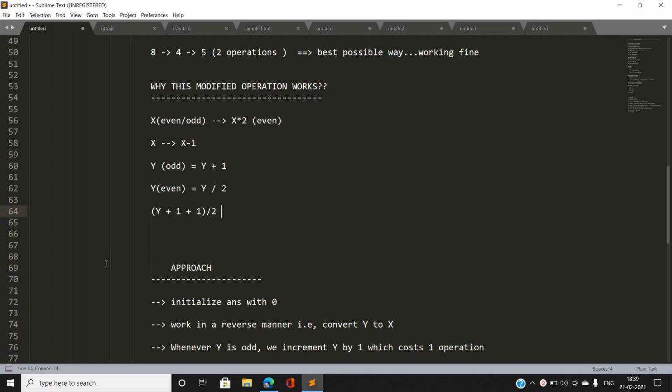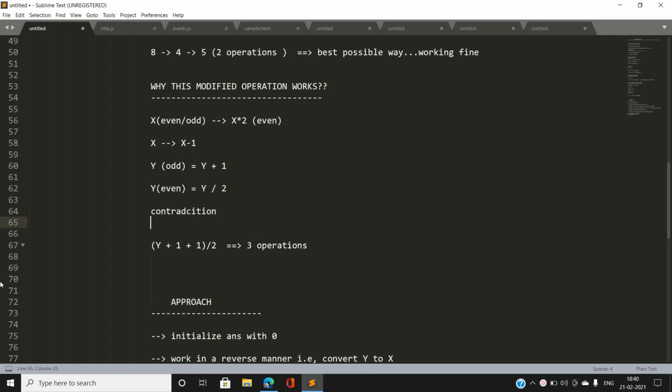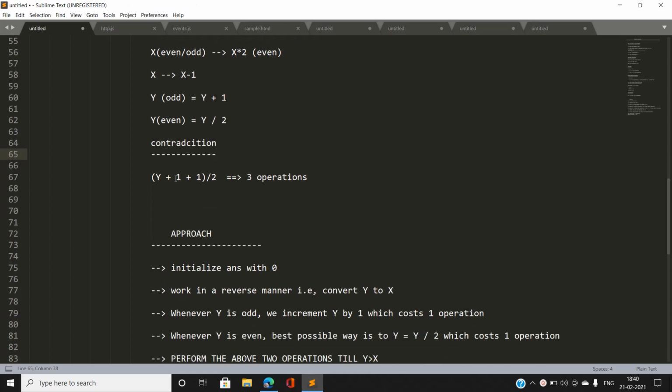Let me write here, it costs me 3 operations. Note that I am going to prove by contradiction. What I am going to prove here is why this is going to work. If y is even, why am I going to do division by 2, and why is this working only when y is going to be even? So let's prove it by contradiction. Okay, now if y is going to be even, let's add 1, it costs me a single operation.